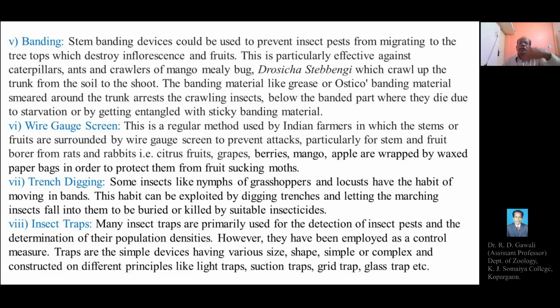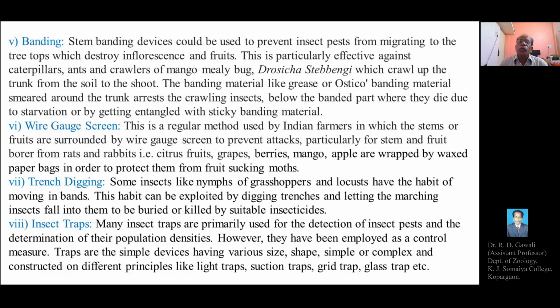So simply this can cover the entire surface of the shoot near the ground. So ultimately the insects which are moving from the ground to the tree tops are prevented. So this is particularly effective against the caterpillars, ants, and the crawlers of the mango mealybug, which are usually crawling up the trunk from the soil to the shoot. So the banding material like grease or tar or the iron sheets or the sticky bands can be used. With the use of these sticky bands, this will form a barrier.